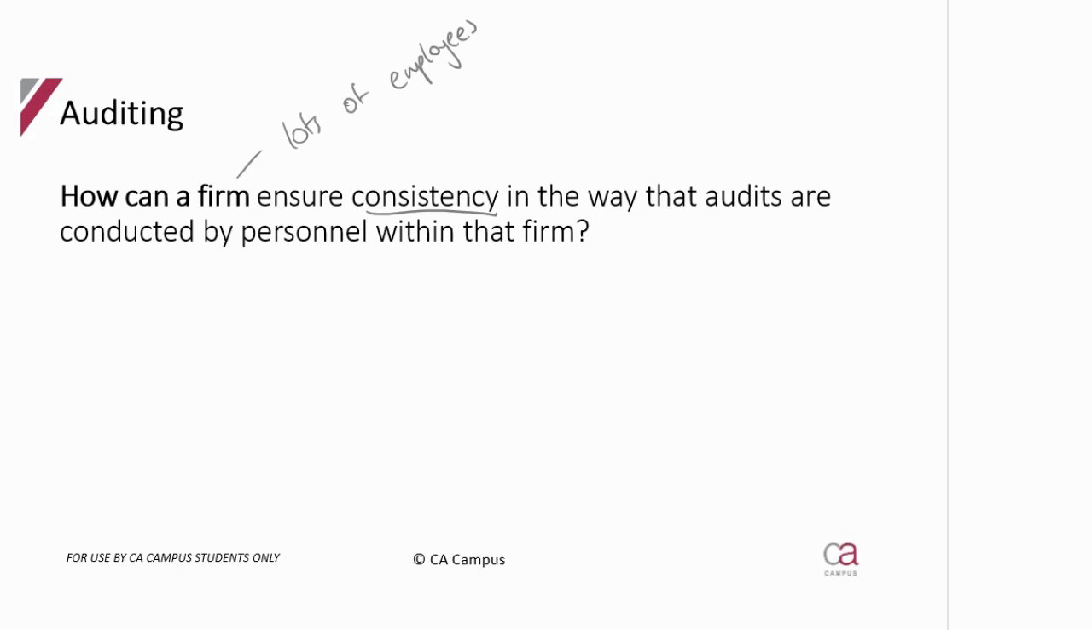So how can a firm ensure consistency in the way that an audit is conducted by personnel within that firm? How can they ensure that anybody who was asked to do that audit would come out with the same answer, would do the same work, would come with the same conclusions? They need to ensure that they've got quality control within their business. There must be quality control so that all quality would be the same irrespective of the person, because there's so many different people in the business.